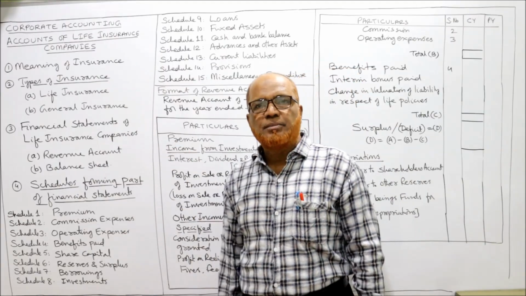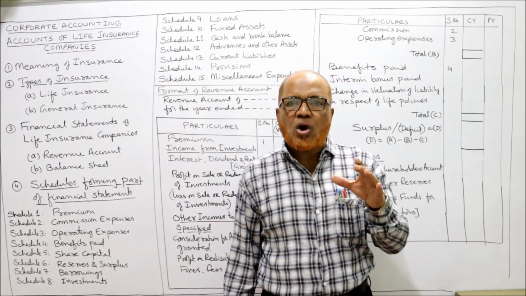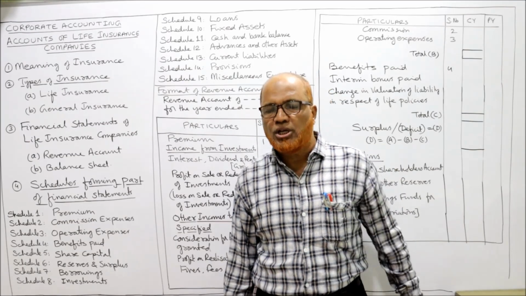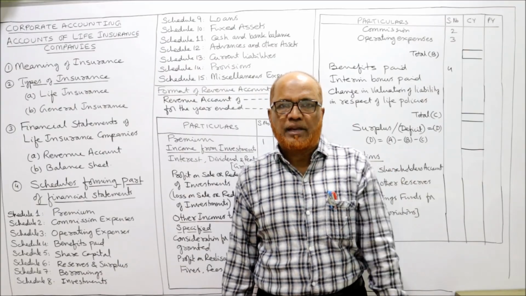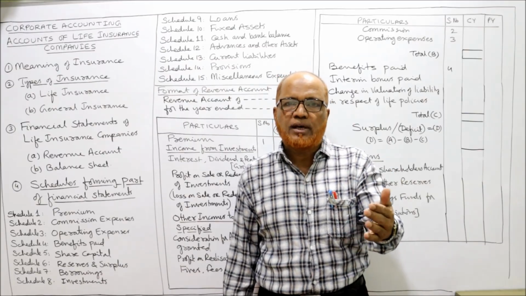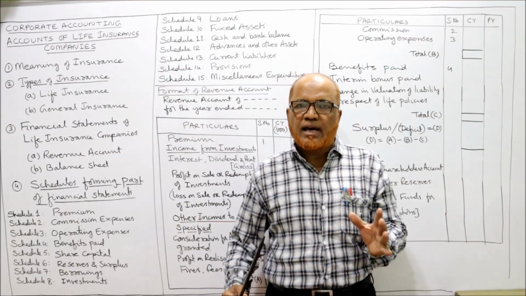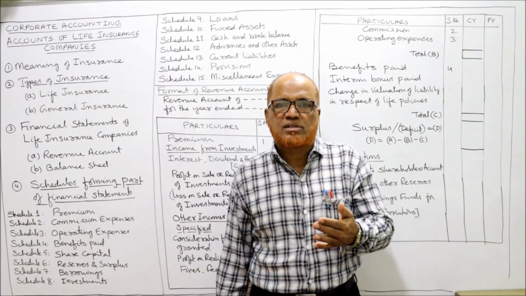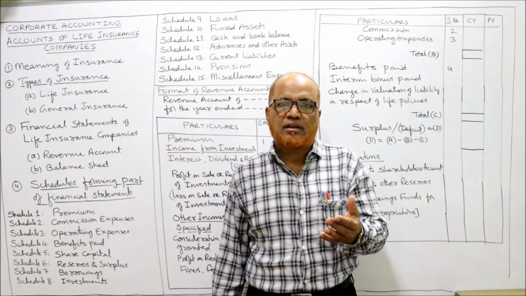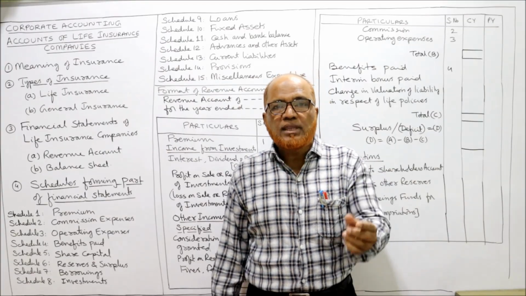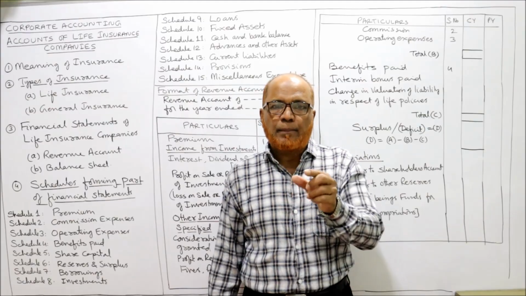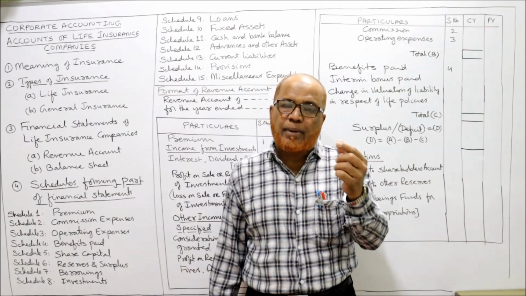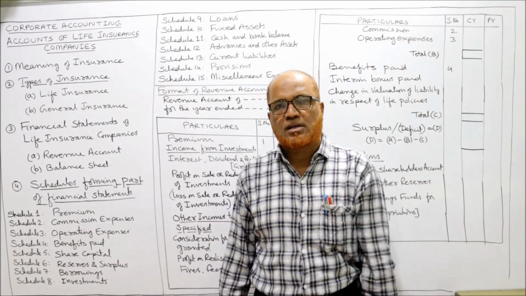First of all, the meaning of the term insurance. An insurance is a contract between two parties. One party is the insurer and the other party is the insured. The insurer is the insurance company, and the insured is the customer, the policy holder. So what is the agreement? In this agreement, the insurance company, that is the insurer, will promise to pay a certain sum of money to the policy holder on the happening of an event, in consideration of the amount paid by the policy holder to the insurance company.